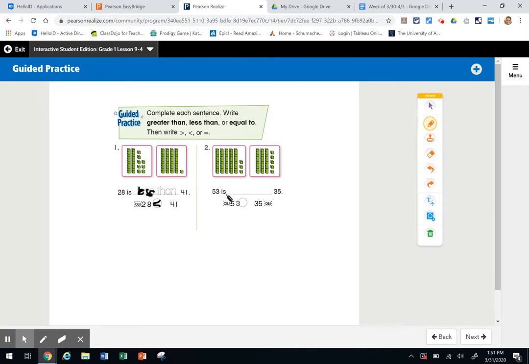We have 53 is blank 35. Obviously 53 is the bigger number. It has more tens than 35. So we're going to say that 53 is greater than.